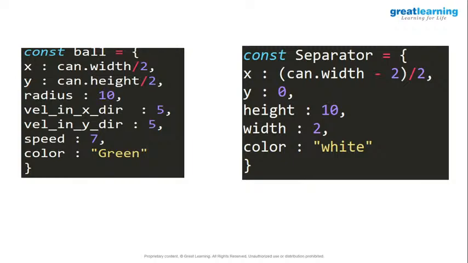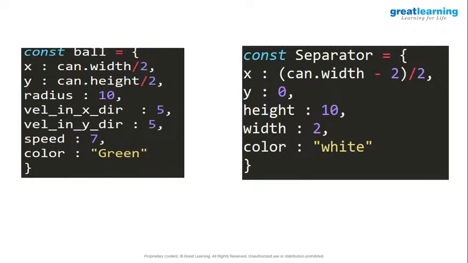Then we divided it by 2. That means we want the circle to be at the center. Okay, the width and the height. So after that, the circle will have some radius, that is 10. Then the velocity in the x direction, that is when it moves in the x direction and when it moves in the y direction. So x-axis and y-axis.